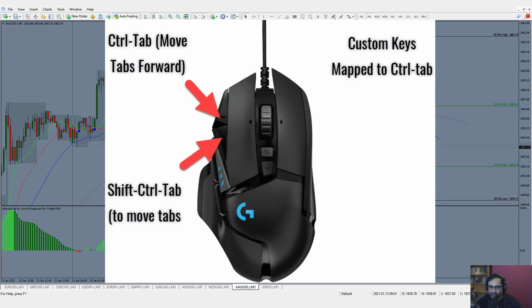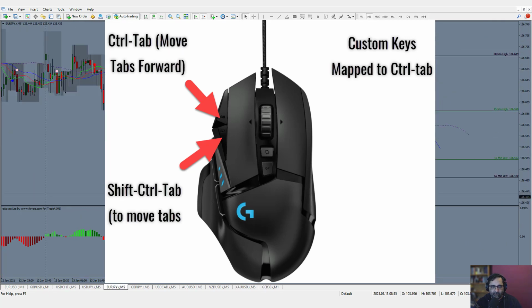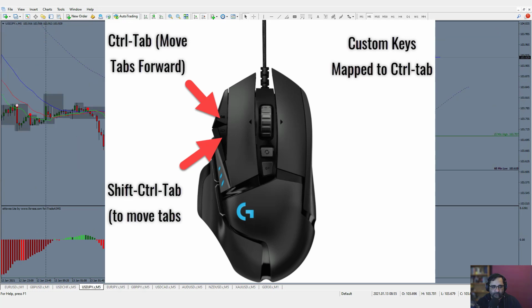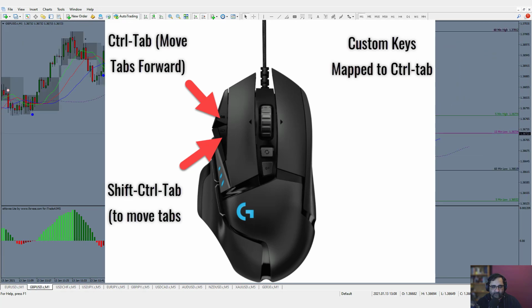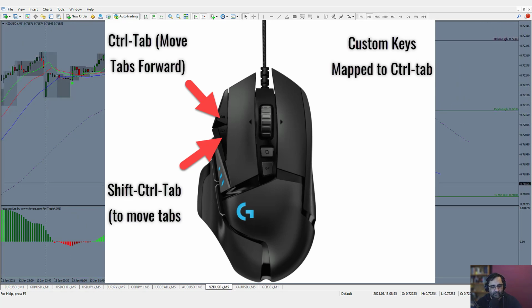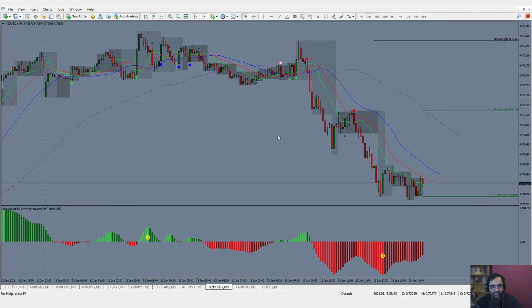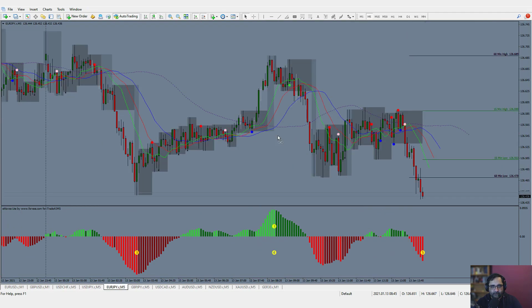I have these 2 extra buttons on my mouse. You probably saw it in one of my videos. I have programmed those buttons to Control Tab and Control Shift Tab. So Control Tab goes to the next one, Control Shift Tab comes back. If you don't have the mouse, you can just use Control Tab on the keyboard like this.